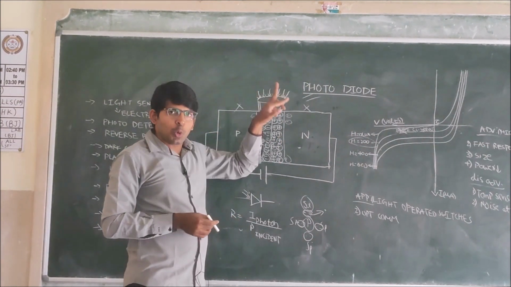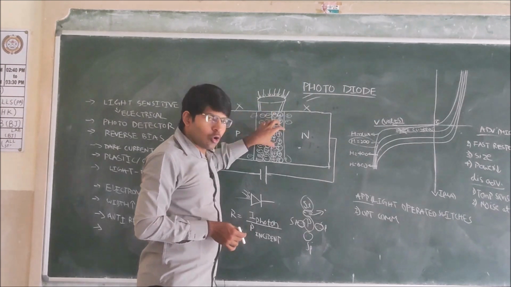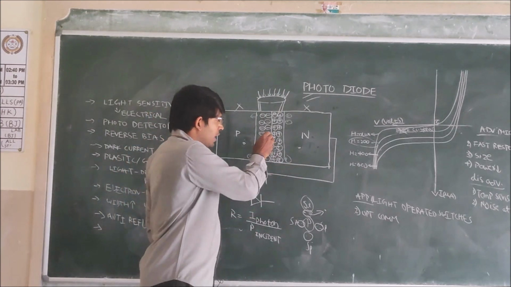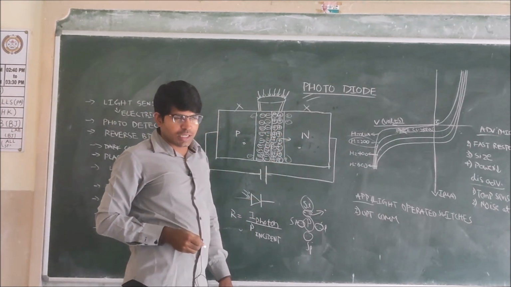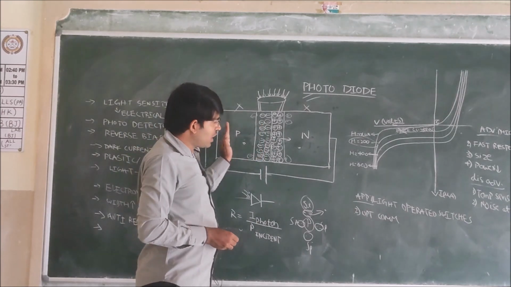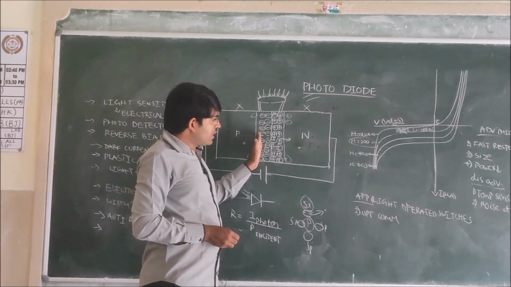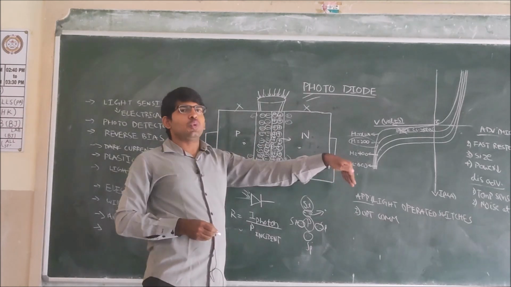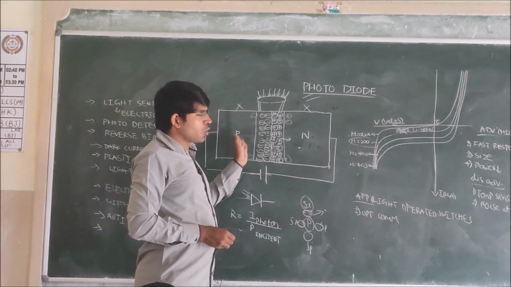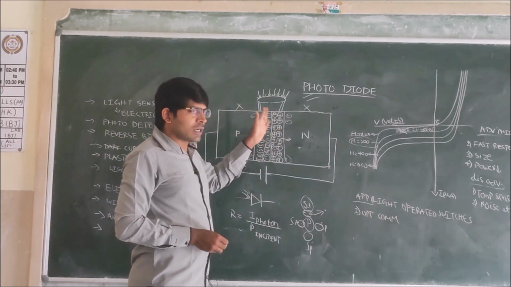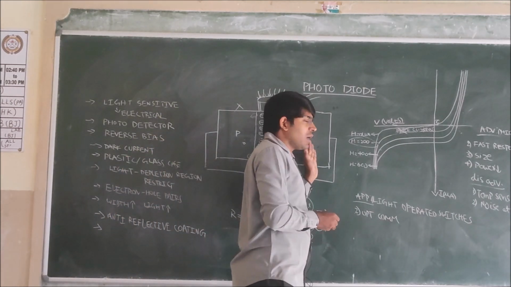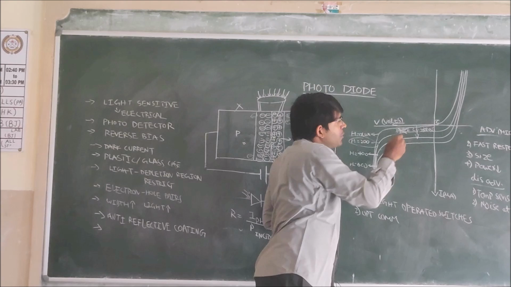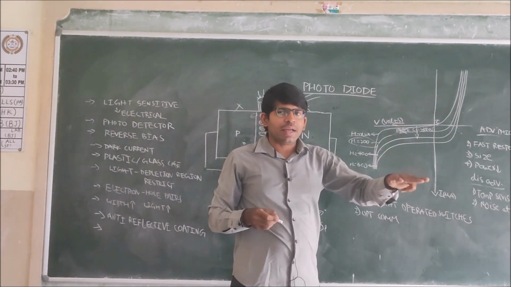With the increment of light, more electron hole pairs are formed here. When the electron hole pairs are formed, the electron will move towards the N region, because this negative terminal will repel the electron, and because of the positively charged ions, the electron is going towards the N-type, and the holes are going towards the P-type. More electron hole pairs are formed, and because of that, the reverse current is more. Here you can see a drastic increment of the reverse current with the increment of the light intensity.